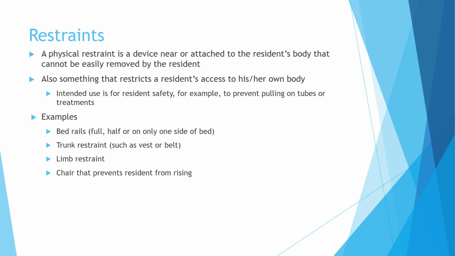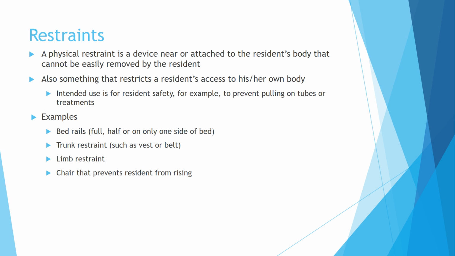So again, if you have all 4 rails up, that would be considered a restraint. If you have the rails up, what it's saying there, full, half, or only on one side of the bed. The trunk restraint is such as a vest or a belt. The vest wraps around the chest and the abdomen, and it ties usually in the back, and then it ties onto the bed frame. A limb restraint will go around the wrist or the ankle, and then again it will tie onto the bed frame.